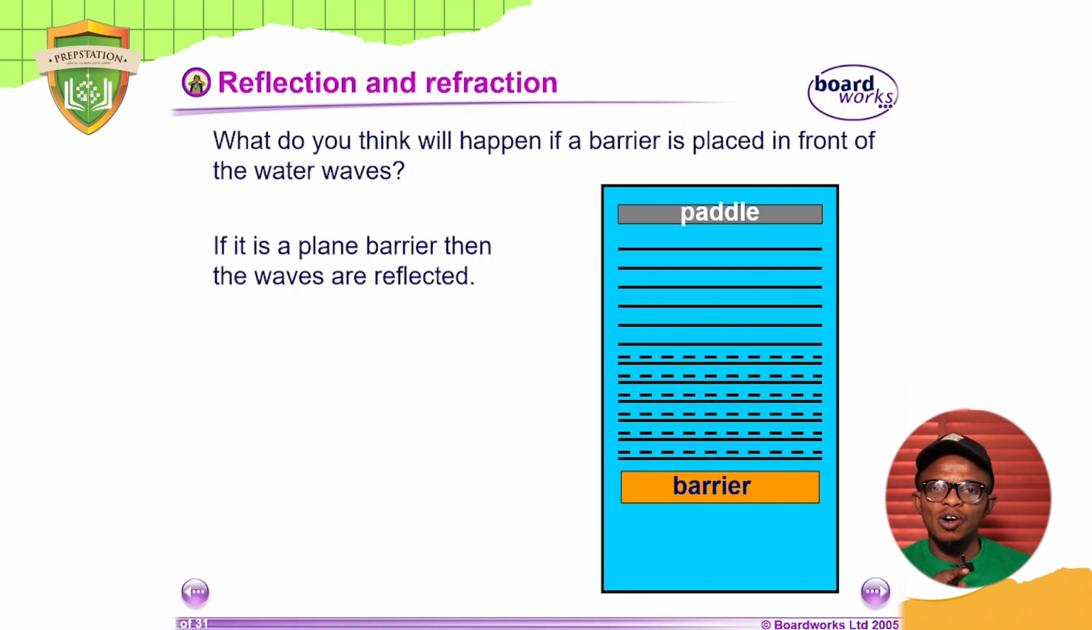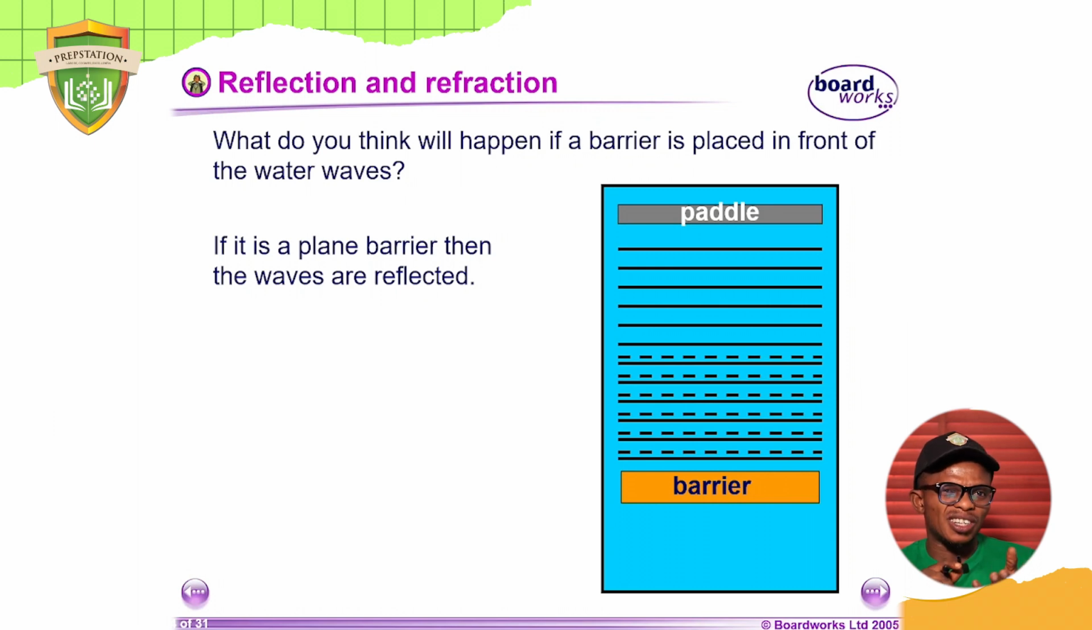Now, what did you notice? Look at the direction of the reflection. The waves generated were coming down. What happened to the reflection? It was going up in the opposite direction. Now, what does that mean? It means the waves bounce back. Okay? So that explains reflection.